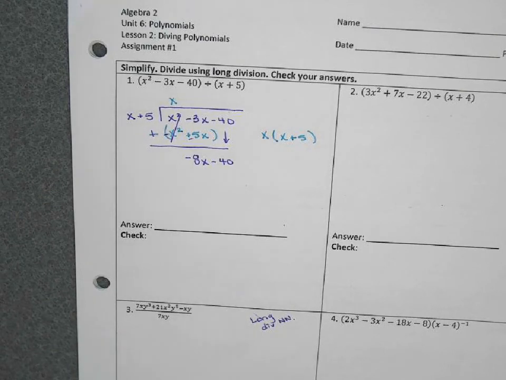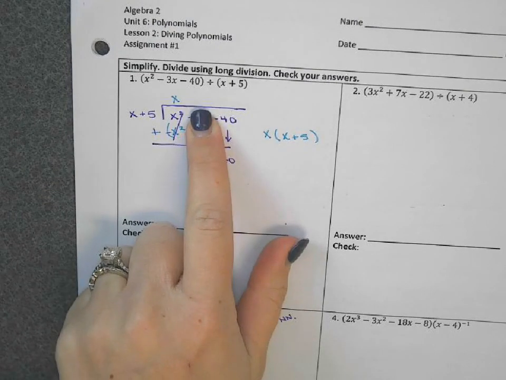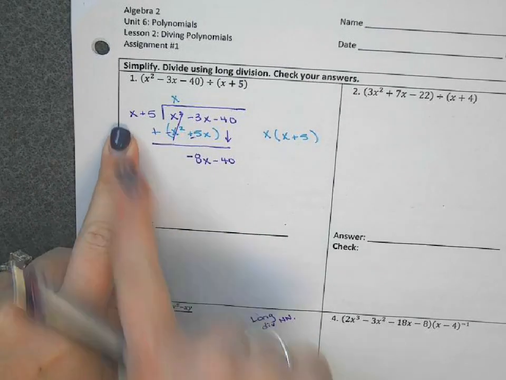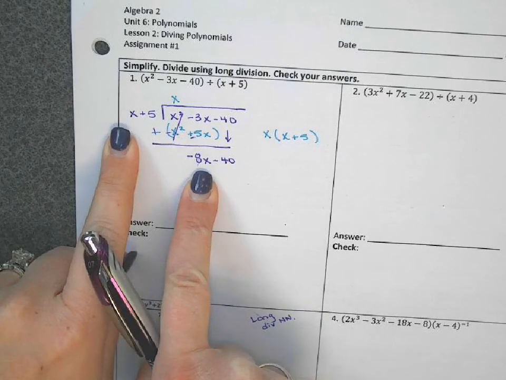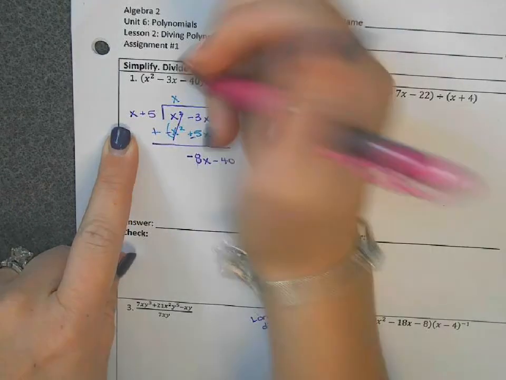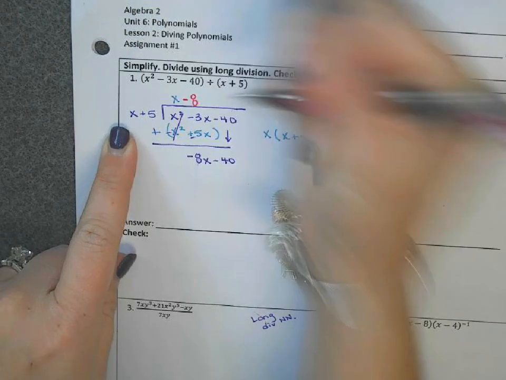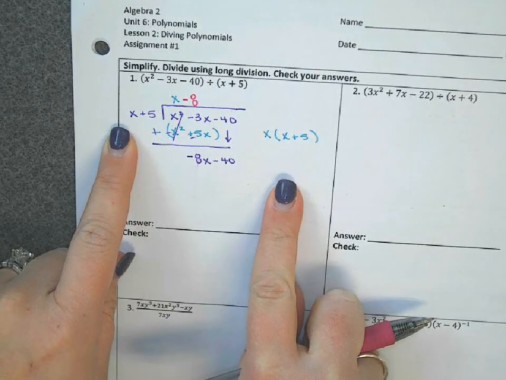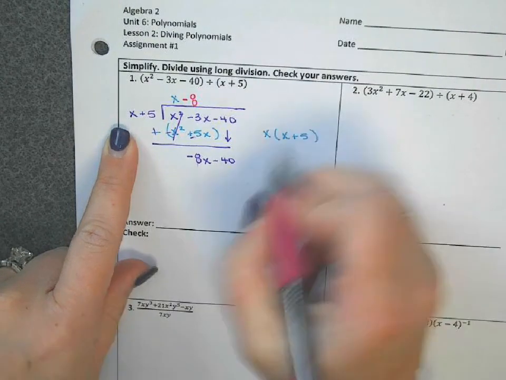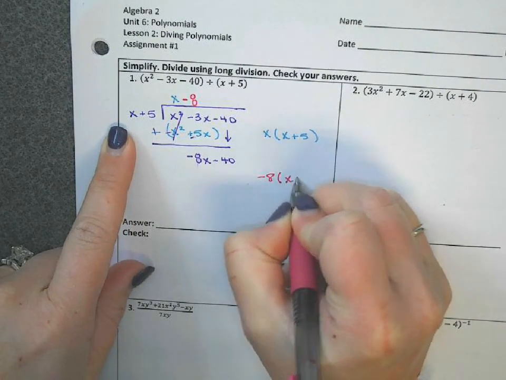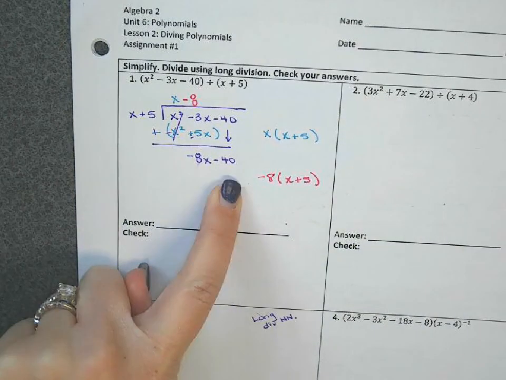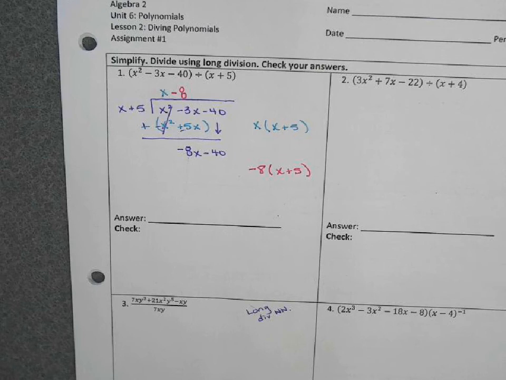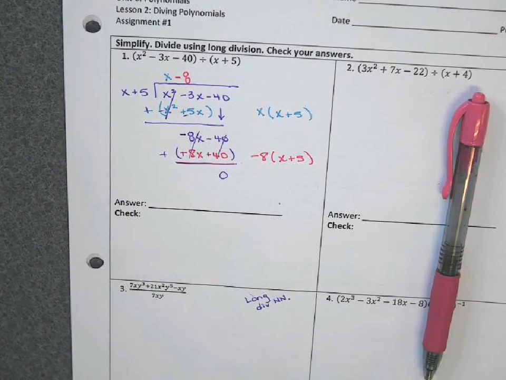Coolio. All right. What's my next number that's going to go up here? Negative 8. X times negative 8 is going to give me my negative 8x that I need. So I'm going to have to put a minus 8 up here. What's my problem I'm going to write over here then? Yes, negative 8 times the x plus 5. Let's figure out what that becomes and do your next step. Does your next step match mine?